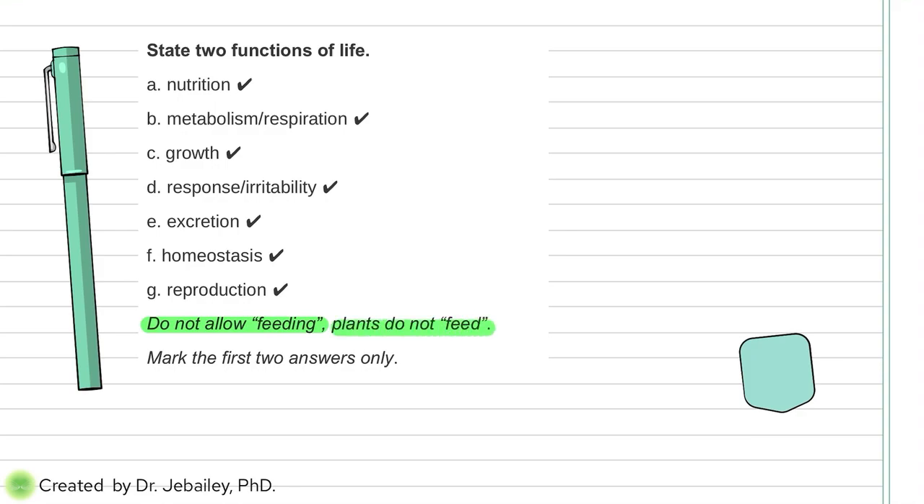So that's why it's important that you do not use the word feeding as a function of life. You can never say this. You have to use the word nutrition, because plants don't feed on things, right? They do photosynthesis. And many students, I see the word saying, oh, eating food. Well, you can't. Plants don't eat them. I mean, there are some carnivorous plants, but generalizing, plants doing photosynthesis. So do not use the word feed. Use the word nutrition instead.